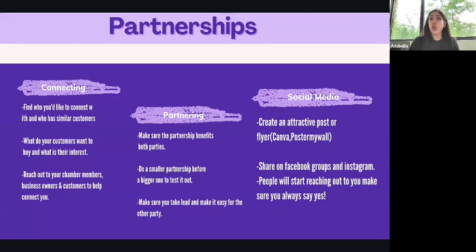Once you do a larger partnership, that is when you partner with them on a monthly basis, and eventually you say, hey, let's help each other out and grow our businesses together.